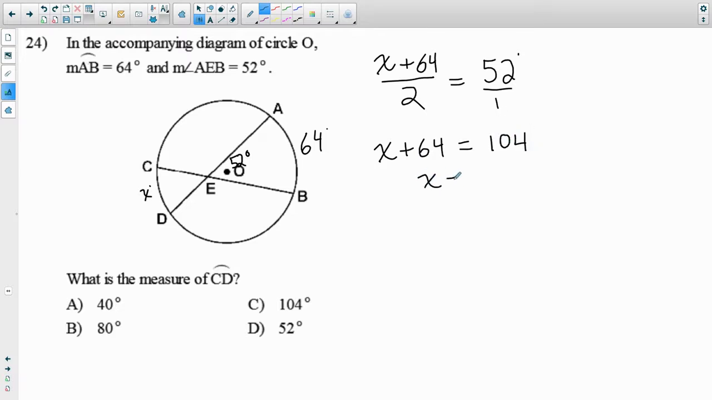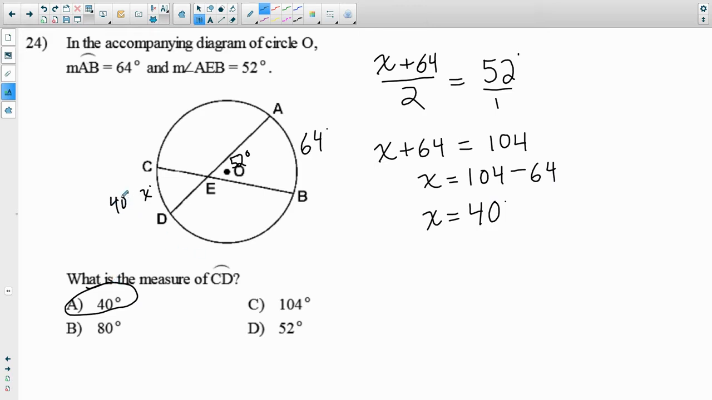And now I'm going to just drop down my x and bring my 64 to the other side and subtract. And of course, 104 minus 64 is equal to 40 degrees, which is right there, answer A.